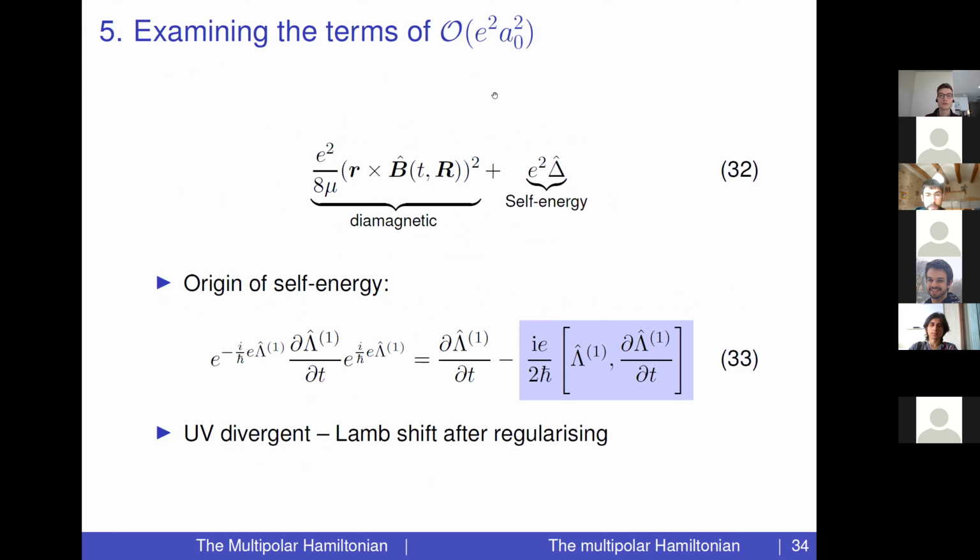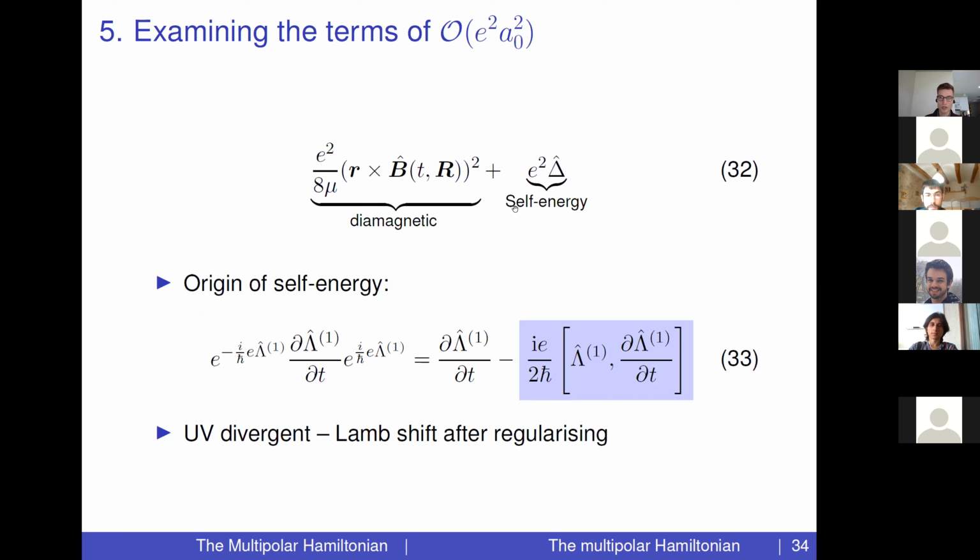First of all, to highest order, that is quadratic in E and quadratic in the Bohr radius, we have the diamagnetic term, which essentially comes from the A square term in the minimal coupling Hamiltonian. And we have the self-energy that, similarly to the semi-classical case, is also from self-interaction. So we need to regularize this, otherwise it is UV divergent, and after regularization it corresponds to a Lamb shift.